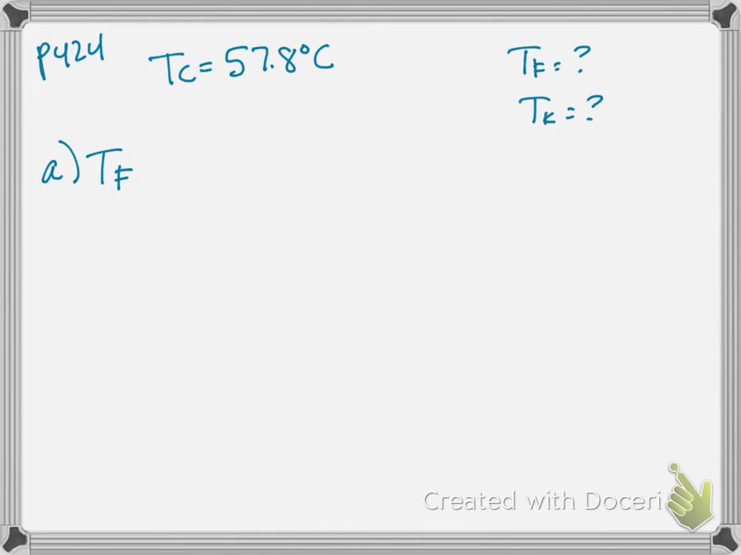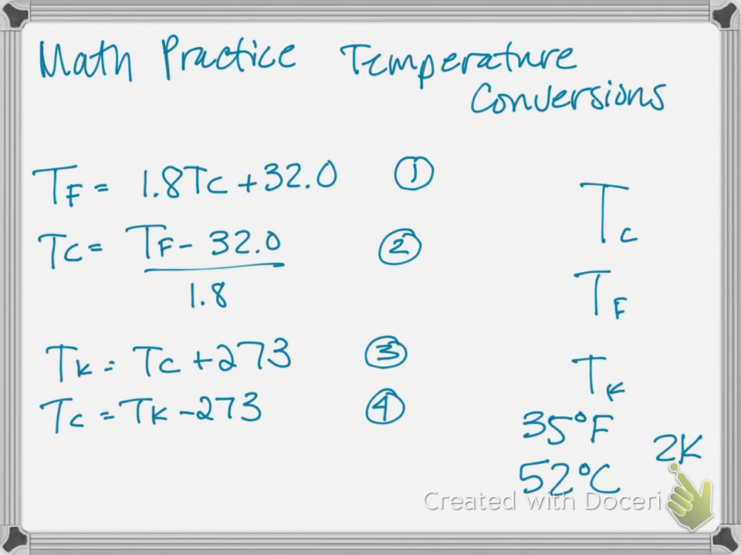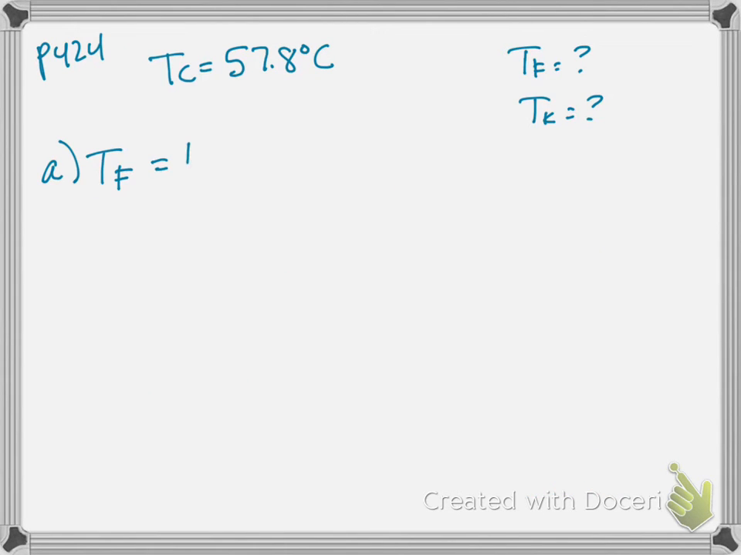TF. Now I'm going to go back to my formula right here. TF is number 1 here, 1.8 TC plus 32.0. So 1.8 times TC plus 32.0. I'm going to substitute this TC in here, 57.8 plus 32.